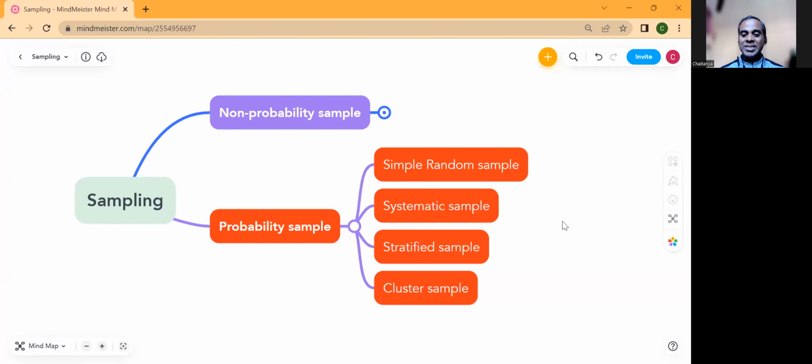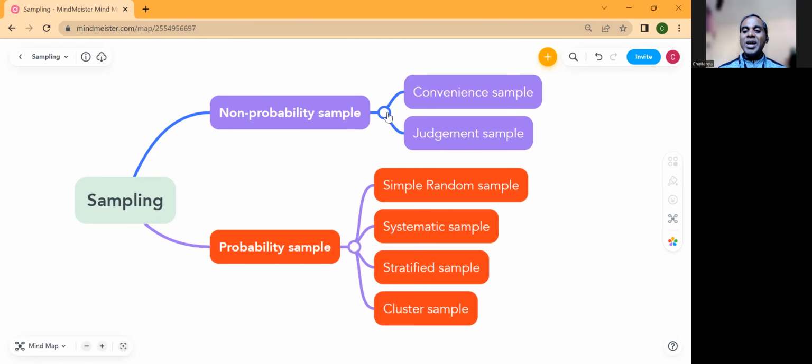So here we go again, friends. To recapitulate, we have simple random sample, systematic sample, stratified sample, and cluster sample when it comes to probability sampling. And we have convenience sample and judgment sample when it comes to non-probability sampling. So these are the various methods in which samples are collected in surveys and based on which the attributes of the entire population are estimated.